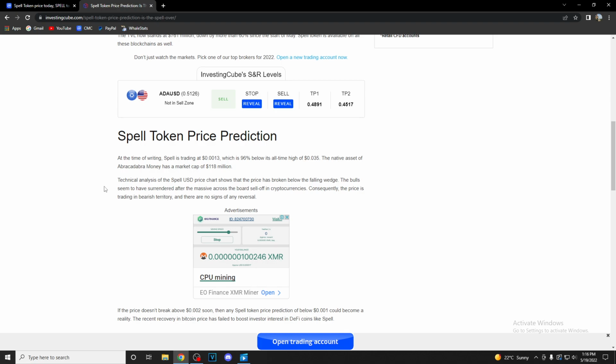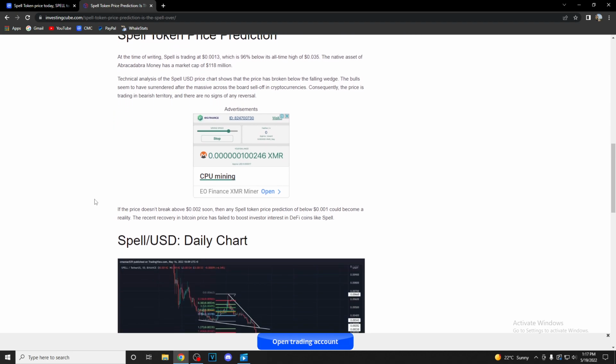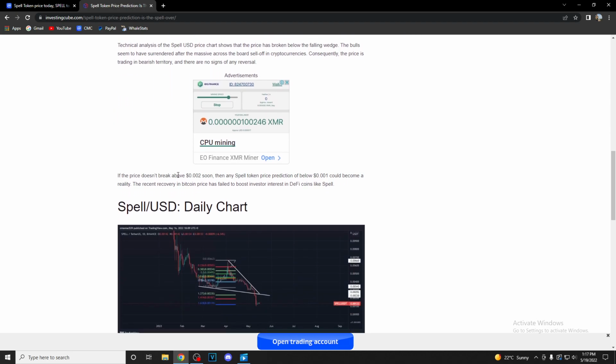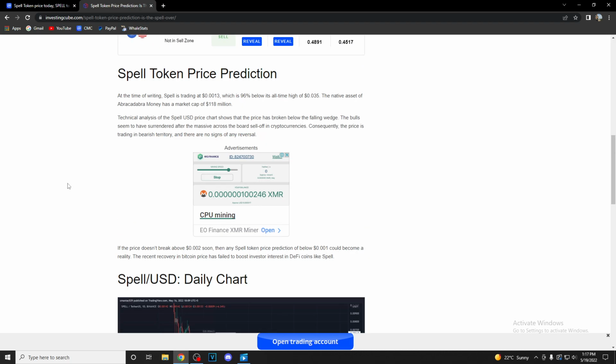Technical analysis of the Spell USD price chart shows that the price has broken below the falling wedge. The bulls seem to have surrendered after the massive across-the-board sell-off in cryptocurrencies. Consequently, the price is trading in bearish territory and there are no signs of any reversal. If the price doesn't break above 0.202, then any Spell token price prediction of below 0.201 could become a reality. The recent recovery in Bitcoin price has failed to boost investors' interest in DeFi coins like Spell.